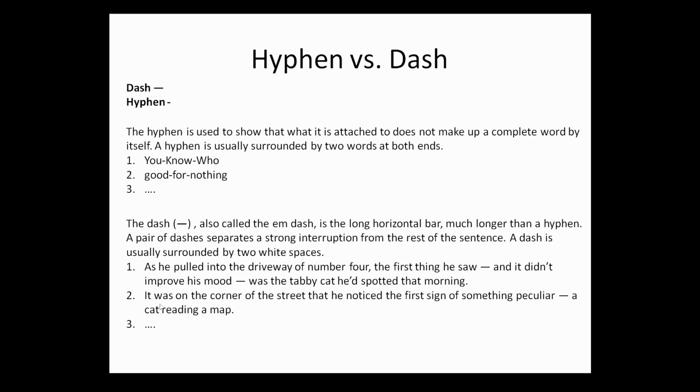Here is a second example. It was on the corner of the street that he noticed the first sign of something peculiar, a cat reading a map. So of course, if this interruption is at the end of the sentence, then you will just have a dash. If the interruption is in the middle of a sentence, then you will surround this interruption by two dashes. And then the dash is usually preceded by a white space and also followed by a white space.